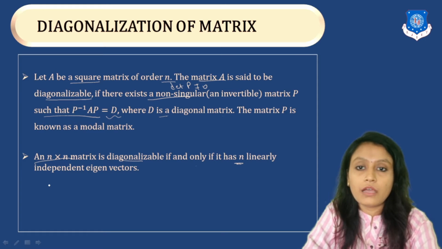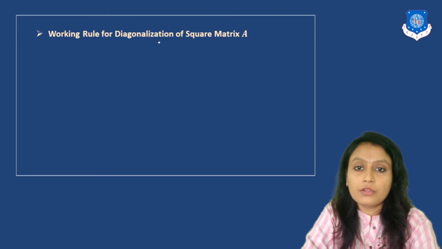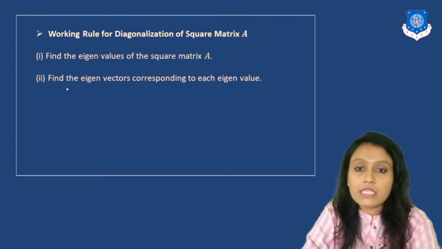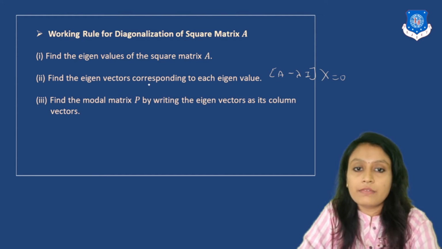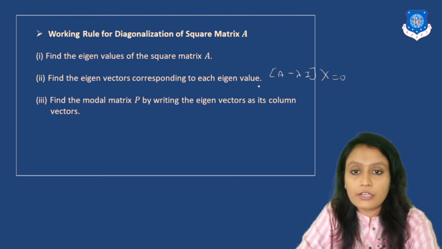Now, let's study the working rule for diagonalization of a square matrix. The first point is to find the eigenvalues of the square matrix A. Firstly we will find the eigenvalues from the characteristic equation. Next we will find the eigenvectors corresponding to each eigenvalue using the formula A minus lambda I into x equals 0.